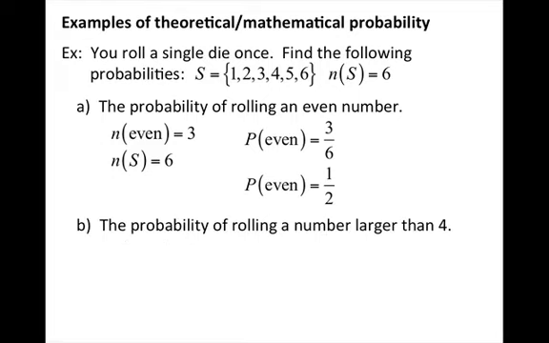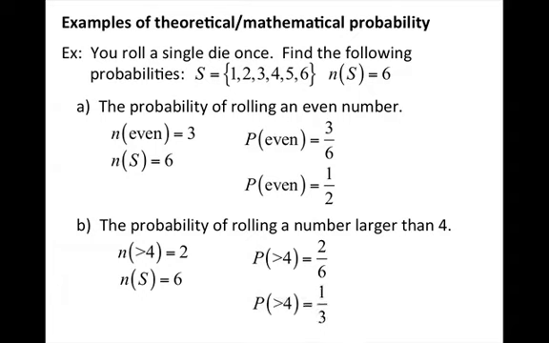Let's look at the next example. The probability of rolling a number larger than a 4. Well, there's 2 numbers that are greater than 4, and those are 5 and 6. So the number of ways to roll a number greater than 4 is 2. The number in our sample space is 6. So the probability of rolling a number greater than 4 is 2 out of 6. Always reduce these fractions. 2 out of 6 reduces to 1/3.